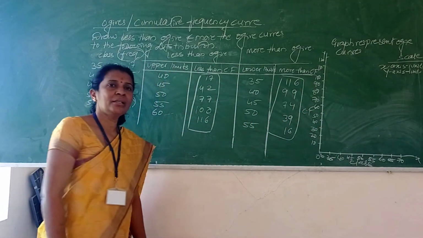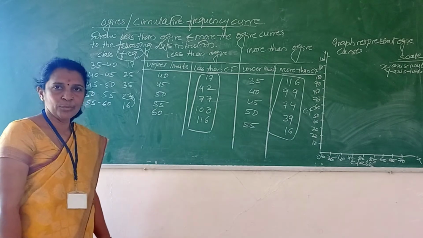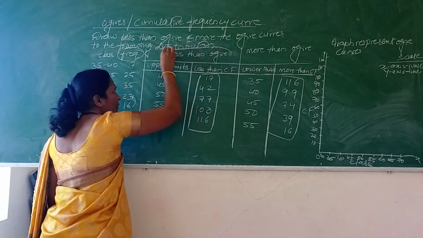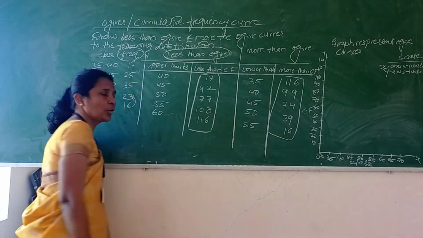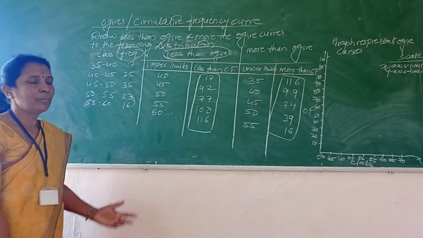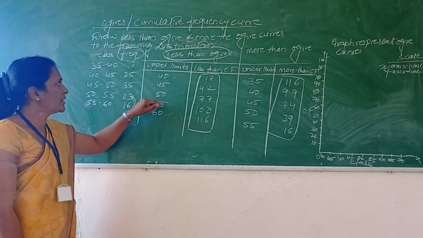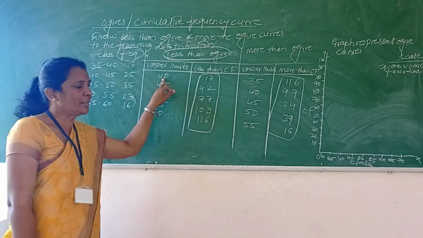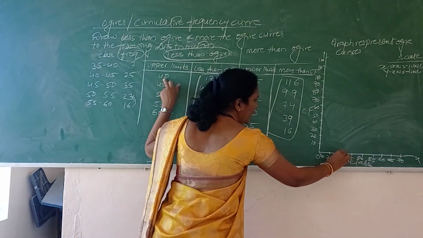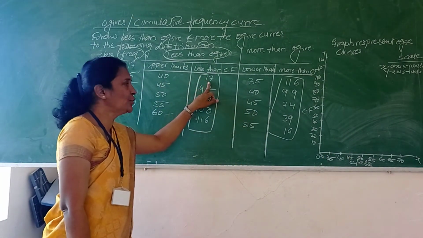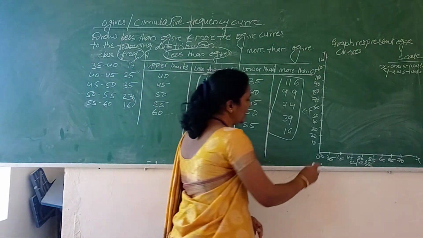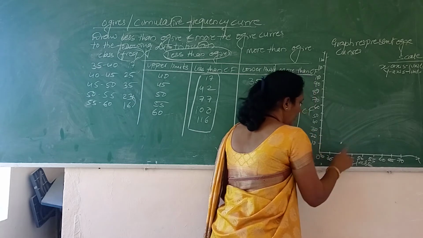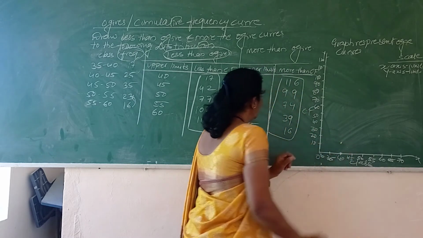Now once this is done, first we will represent the less than cumulative frequency. First we draw the less than ogive curve, then the more than ogive curve. First less than, upper limit 40. For this 40, the cumulative frequency is 17. So mark 40, 17.